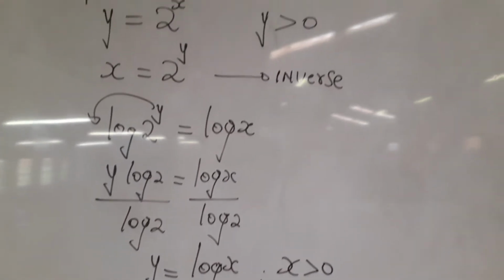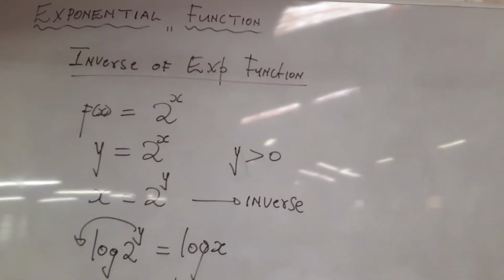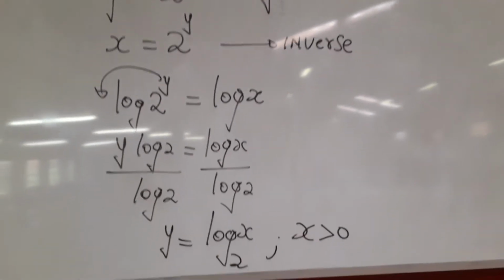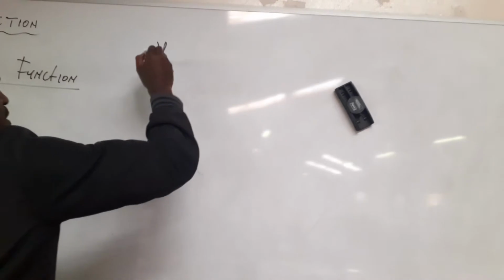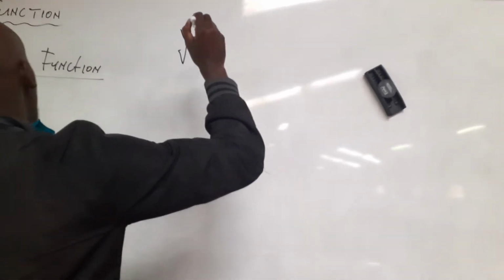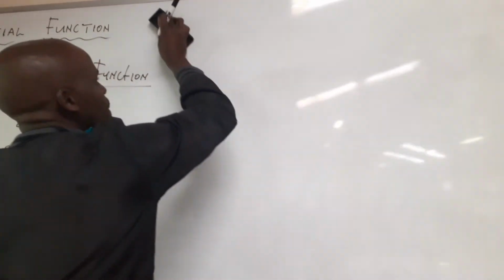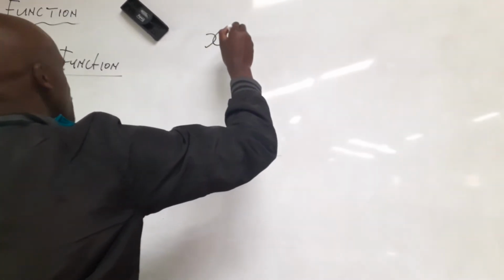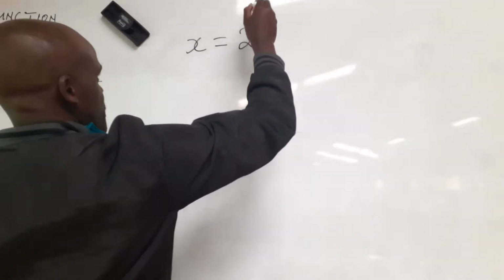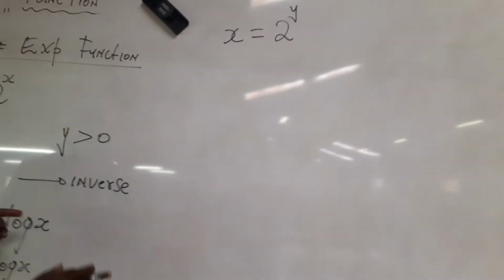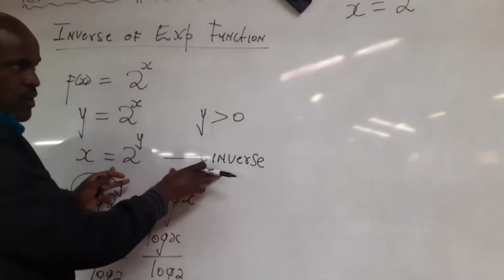Let's sketch the graph of the inverse. So our inverse is given by x is equal to 2 exponent y. We use our inverse to sketch the graph.